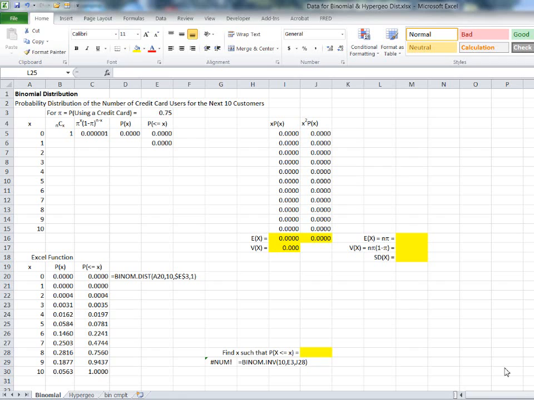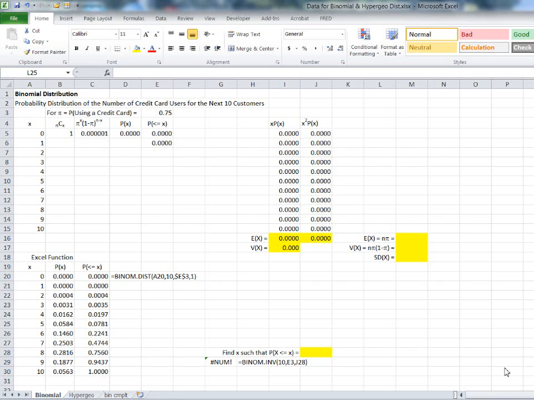I use the letter pi to represent that. I know the book uses p, so you just have to kind of deal with that. I prefer using a Greek letter to represent what I consider a parameter here. So you have the probability of success. We have the number of trials, 10 customers. So what will happen with the next 10 customers for this shop, and we can construct a probability distribution on those 10 customers.